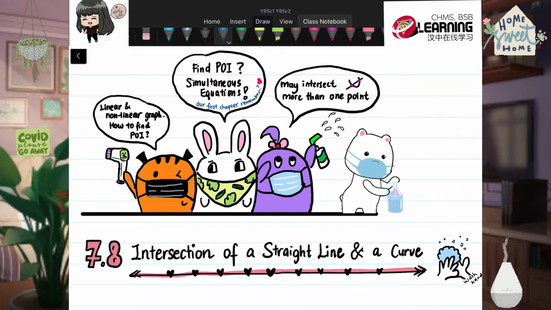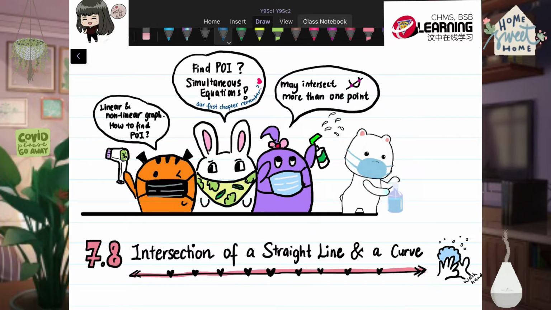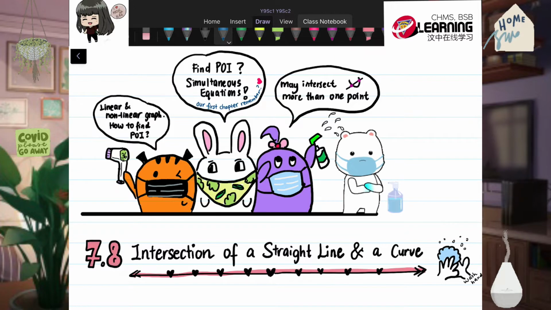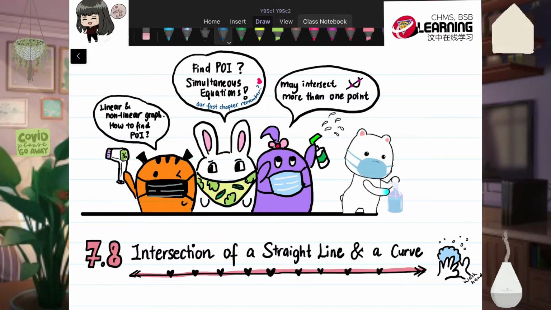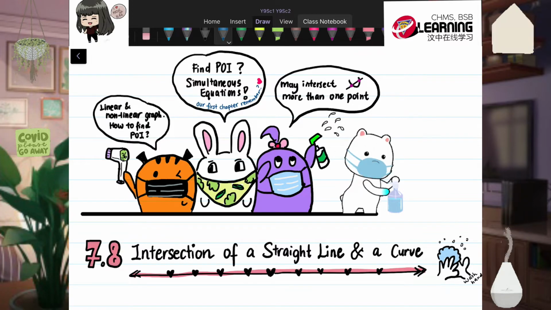But when we have a linear and a non-linear graph and you want to find the point of intersection, do you know what the point of intersection is already? It is the point where they touch or meet each other. We find the point of intersection using simultaneous equations. Do you remember our first chapter? We did simultaneous equations, right? It may intersect at more than one point, so normally we have 2 answers, isn't it?